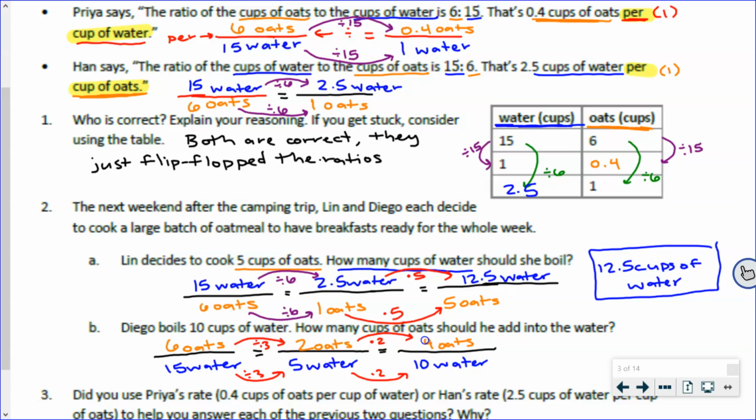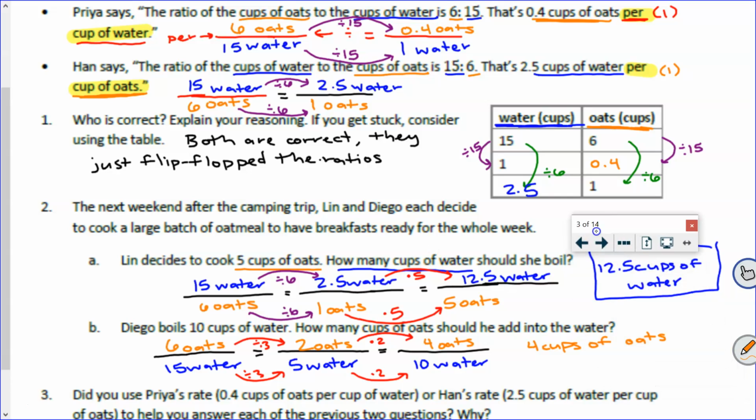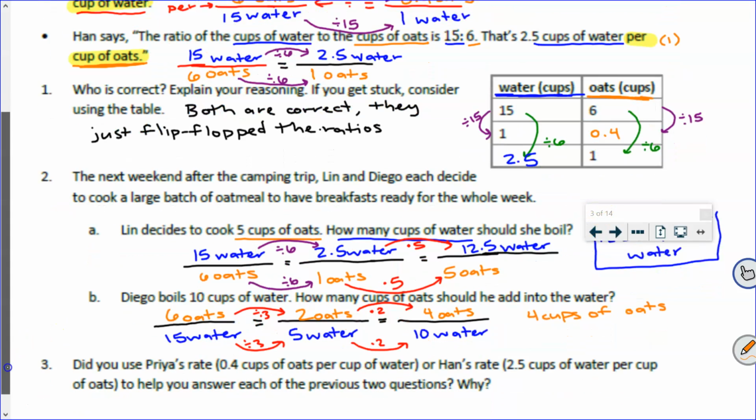I love that strategy. That is a great strategy. And so we'll answer that quantitatively as well, because again, this is abstract. So we're going to answer and say 4 cups of oats. All right. Thank you so much for sharing that strategy. I want to show you a different way.